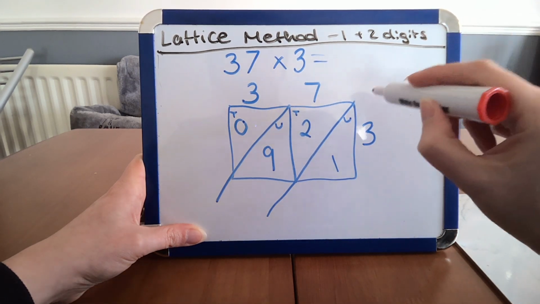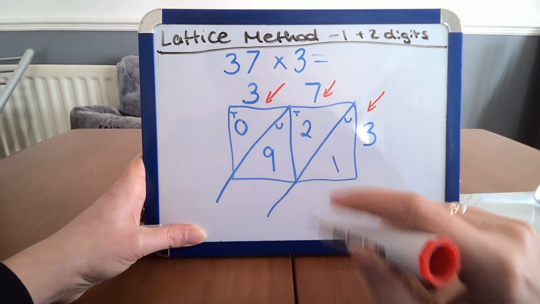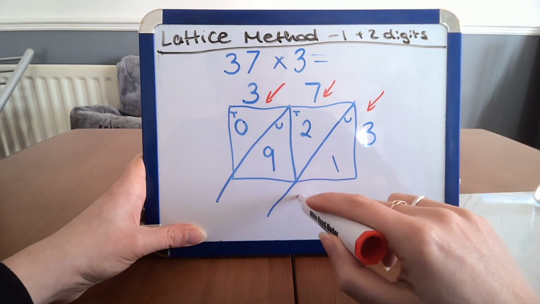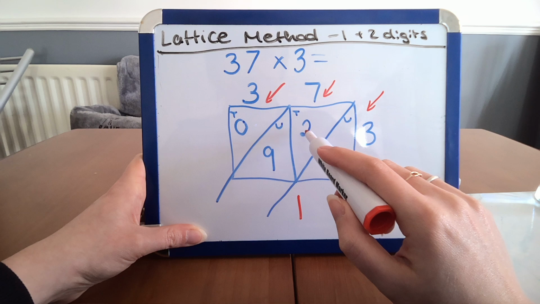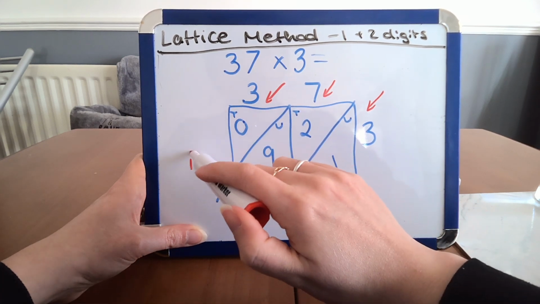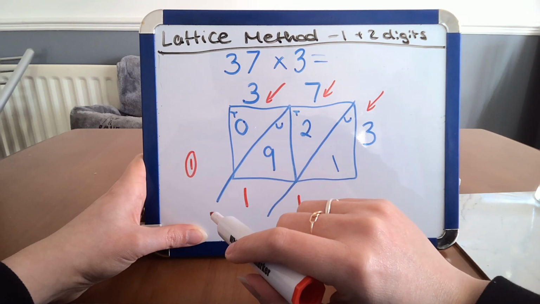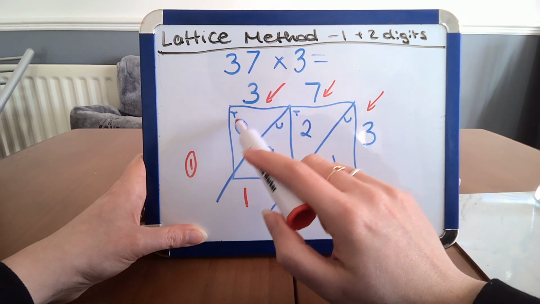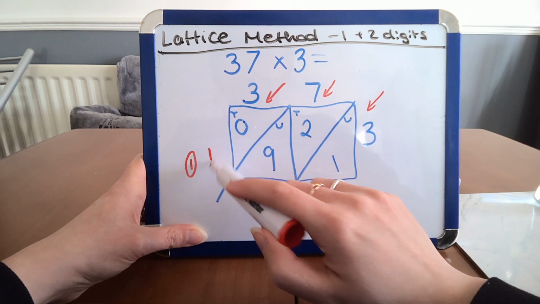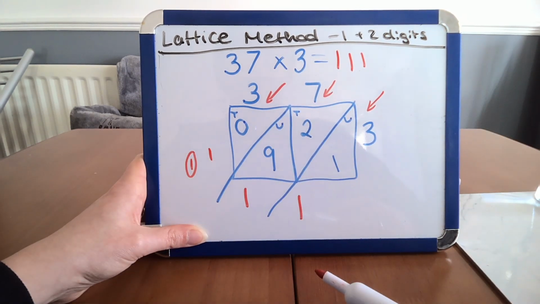My next step is to add the columns going diagonally. So this one is just 1. This is 9 plus 2 is 11, so my 1 goes there and the 10 comes over here. I put it in a little bubble to show that I've carried it over. Then I add this section, which is 0 plus 1 is 1. So my answer is 1, 1, 1.